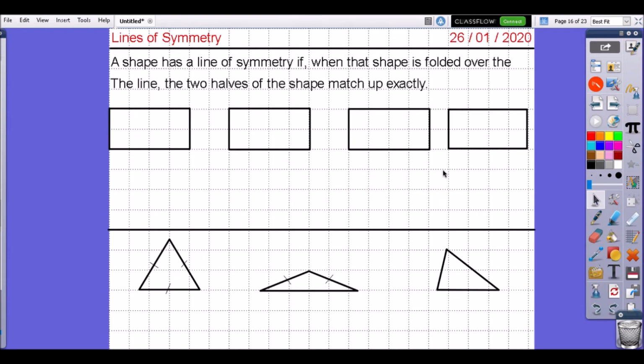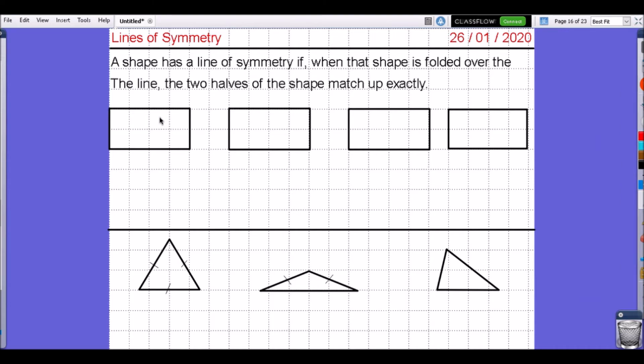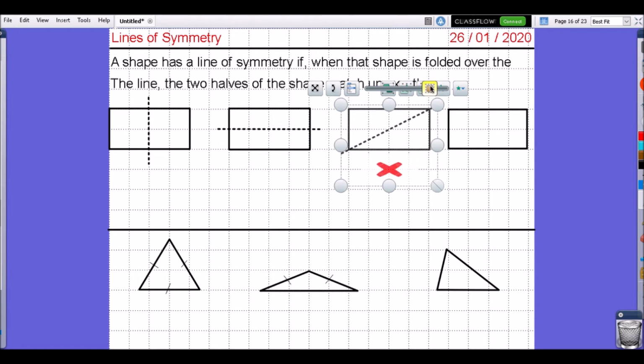If I move to the next slide over here, we're going to find ourselves dealing with rectangles. In a rectangle, we agree that yes, we can draw a line of symmetry over here, because if I fold the shape over this line of symmetry, they're going to match up exactly. And here, if I folded the shape over this line of symmetry, they're also going to match up exactly. But if I folded the shape over this line of symmetry, they will never match up exactly.